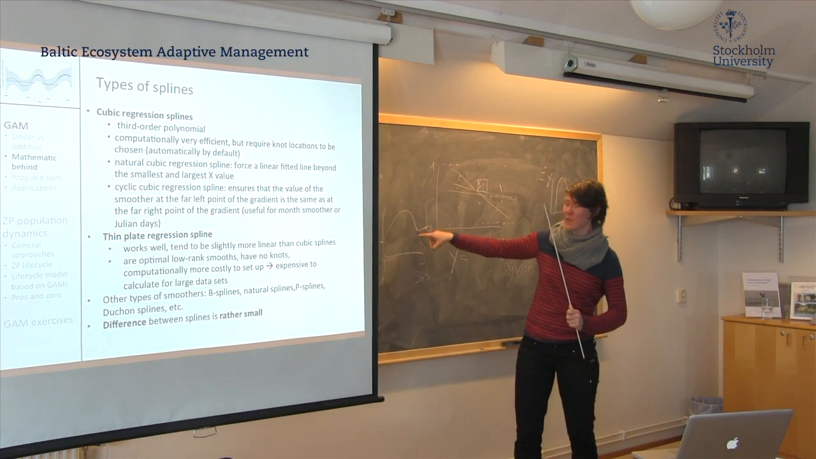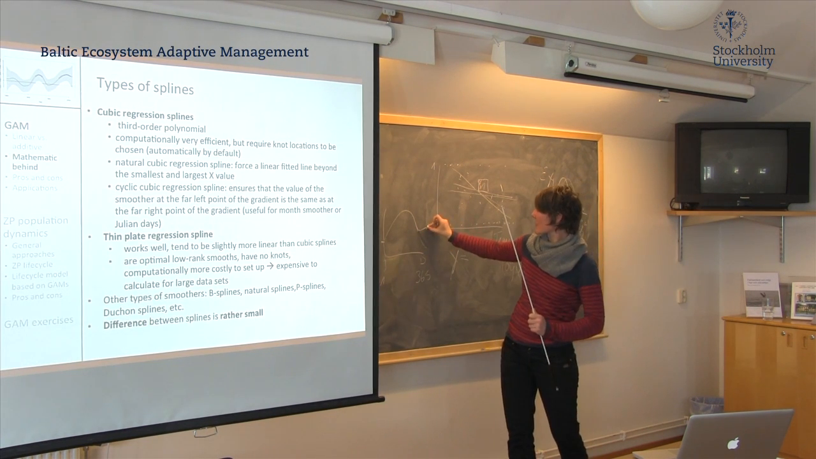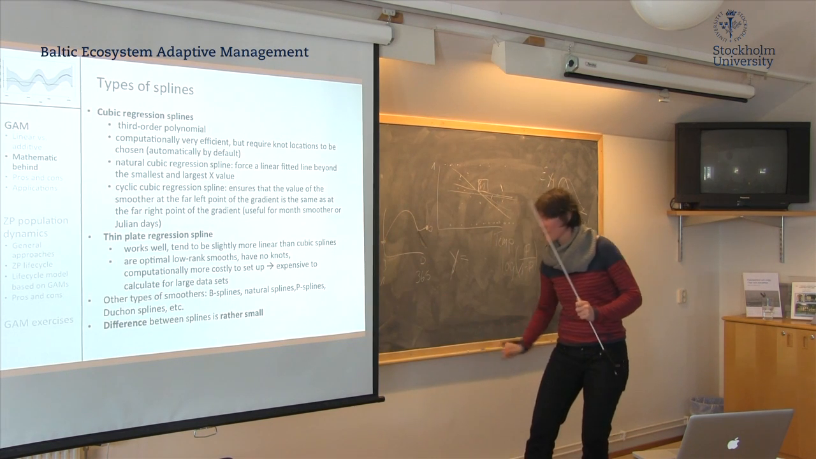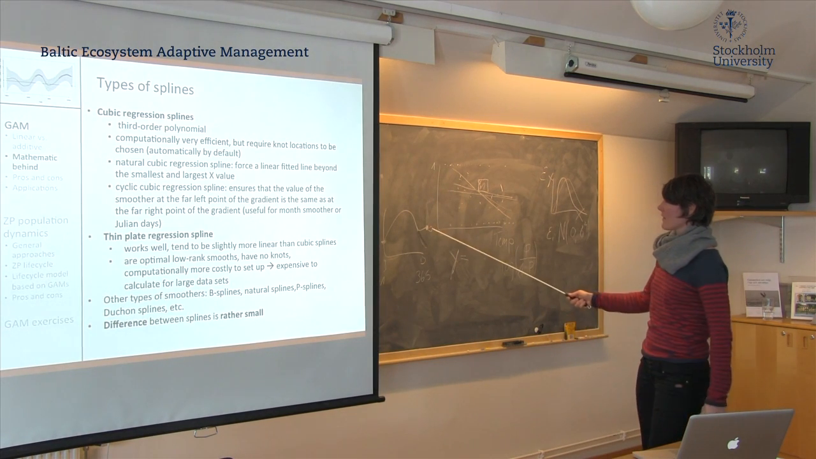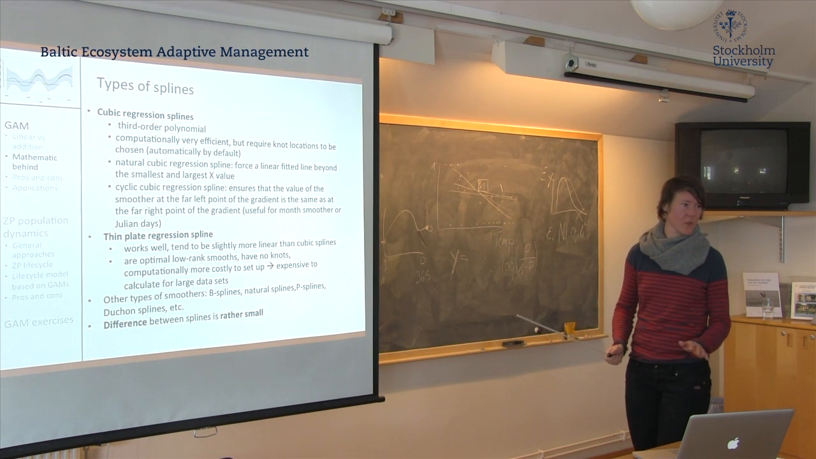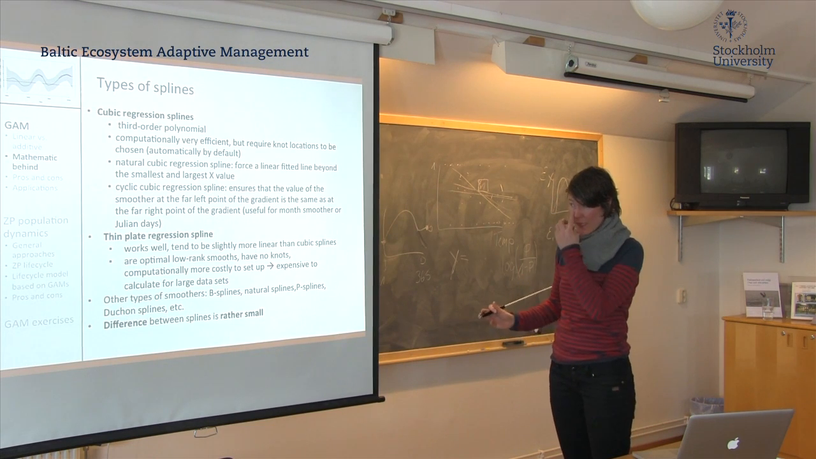I will talk about partial plots later. But the thing is that the values at the end and at the beginning shouldn't be very different. So a cyclic cubic regression spline ensures that it smoothly goes from one value to the next one, so it's at the same level. Usually people don't use it, but if you have seasonal data and you look at the entire year, you should rather consider this one.